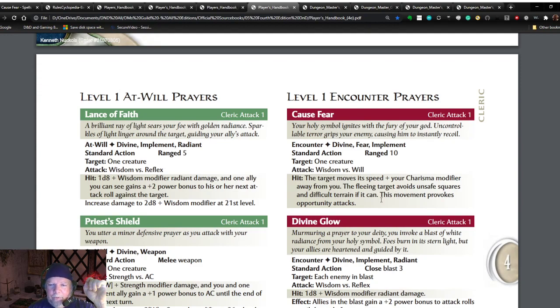And so it doesn't. Now this one, it's interesting. It doesn't say how long this lasts. It doesn't say moves away from you until the end of their turn. It just says moves away from you. So without specifying a duration, I'm just going to say it's an immediate effect. And then when that creature's turn comes around, the fear is gone. I'm guessing, because it doesn't say anything about any ongoing effect.